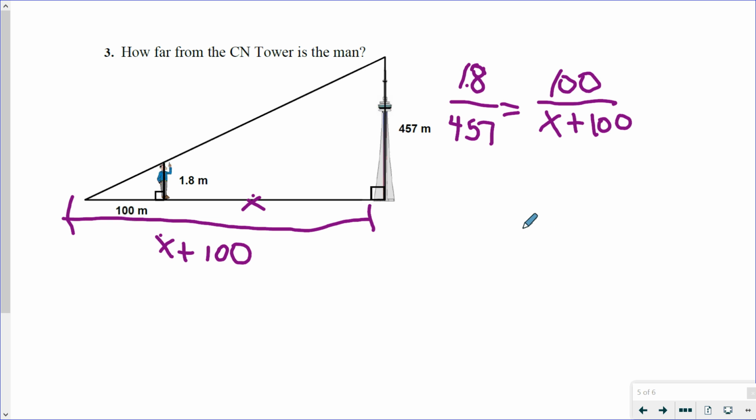Now this problem has to be worked a different way, but you're still going to use cross products. So I'm going to multiply 457 times 100, which is 45,700, and set it equal to 1.8 times the quantity of x plus 100.